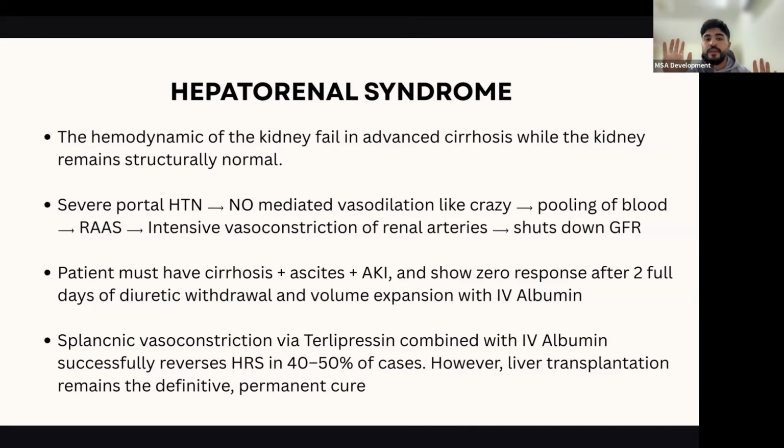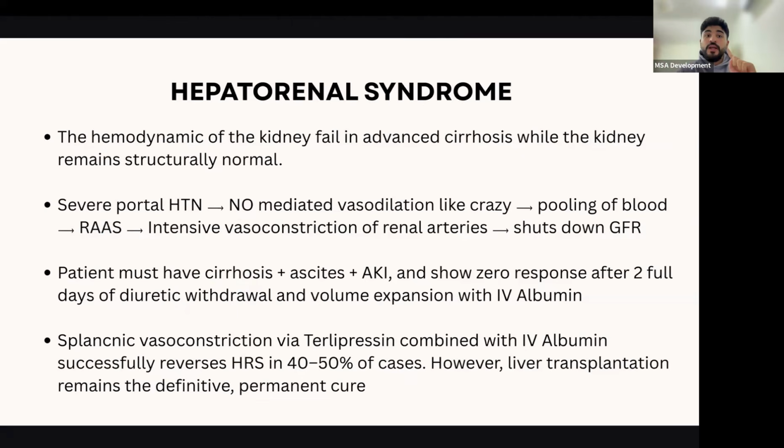Remember, triggering my RAS is going to cause intense vasoconstriction of the renal arteries, and it's going to shut down your GFR. Now, patients are going to present to you usually with cirrhosis, ascites, and acute kidney injury, like low GFR, oliguria, high creatinine levels. And usually they're going to show zero response after 2 full days of diuretic withdrawal and volume expansion with IV albumin. Like, they're not going to respond to you resuscitating them with fluids.